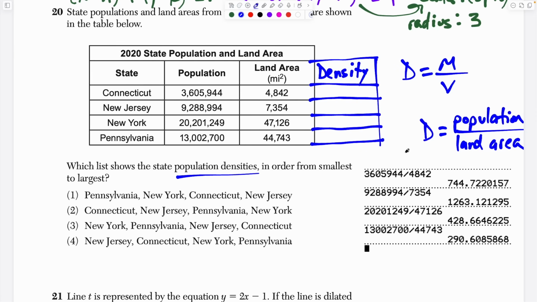So I'm just going to round to the nearest whole number. So we have roughly 745 for Connecticut, then we have roughly 1,263, and then roughly 429, and roughly 291. So we're going in order from smallest to largest. You see how Pennsylvania was the smallest, and right away choice 1 is matching that. But let's just check that everything else is correct. So smallest to largest, we have Pennsylvania, then New York, then Connecticut, and then New Jersey. So choice 1 is our answer.